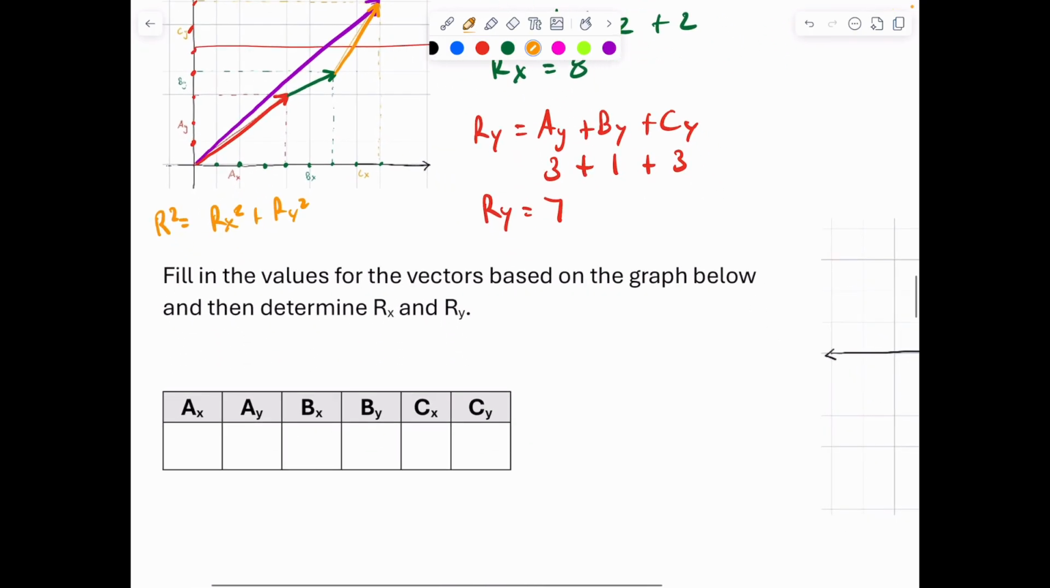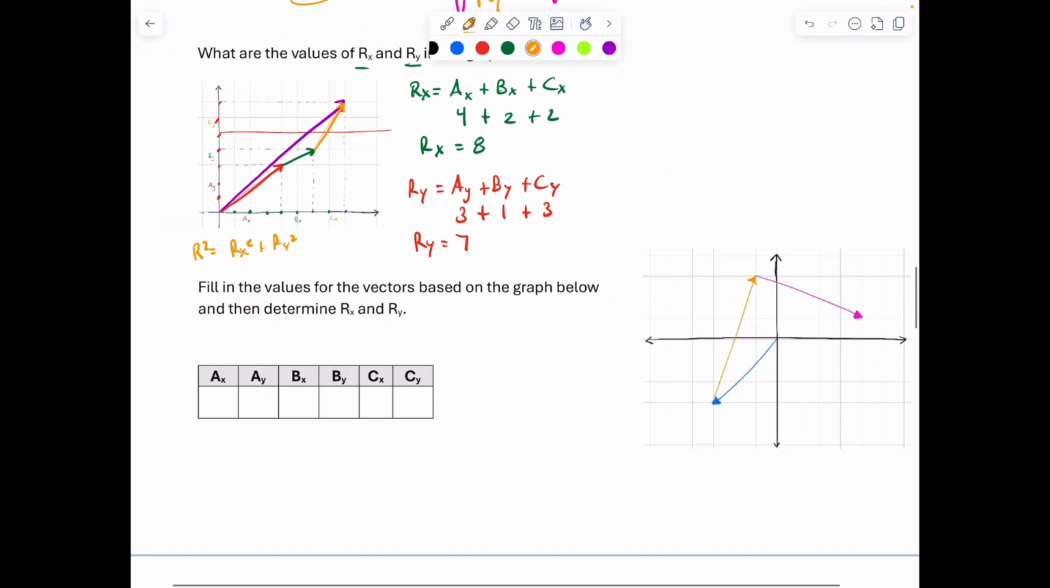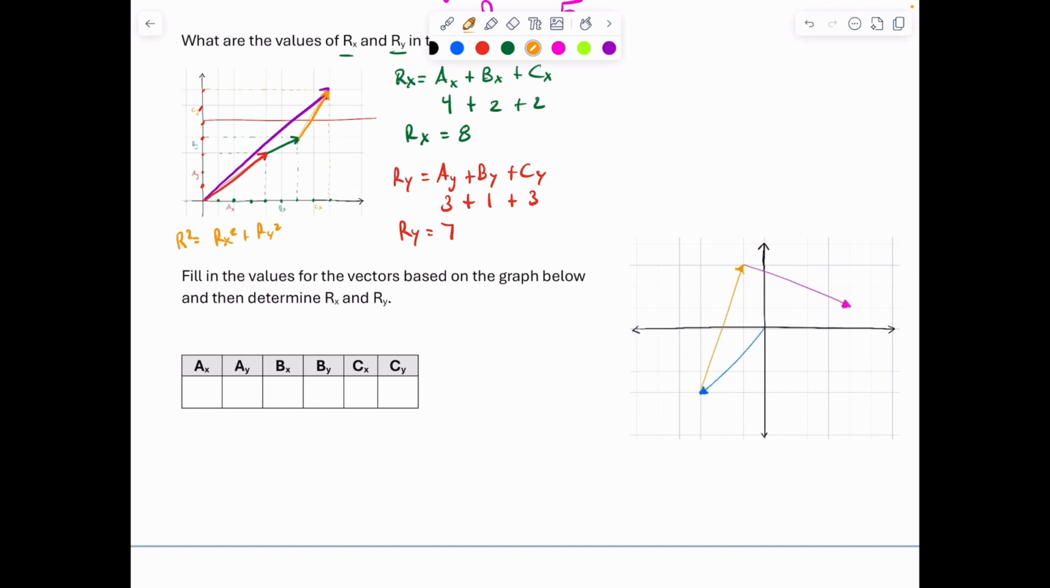Now, take a look at this one here. I put this one here because it's kind of fun. It says fill in the values for the vectors based upon the graph below and then determine the r and x. So first of all, we have our first vector, which goes from here down to this point here. So we can see it's moved across 1, 2, 3, kind of negative 3x over there. We've also gone down 1, 2, 3 as well. So I could say my a of x value is about negative 3, and my a of y is also negative 3.